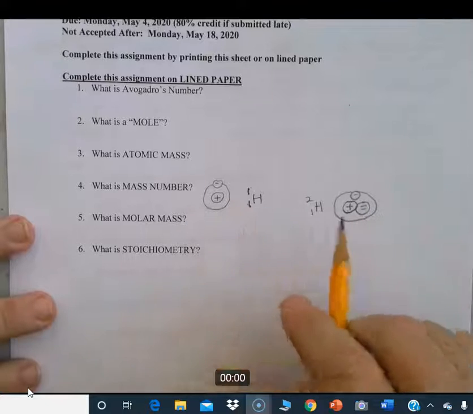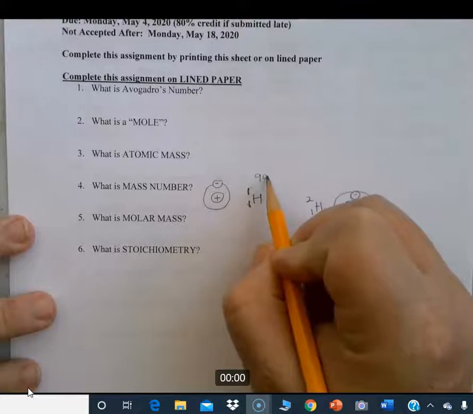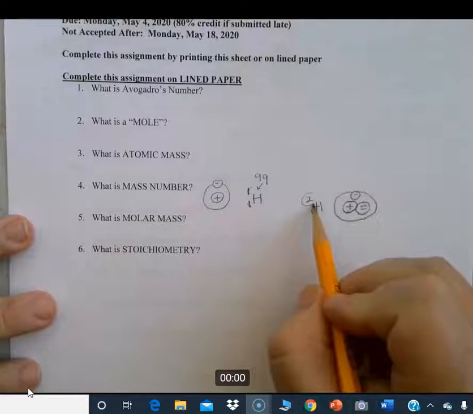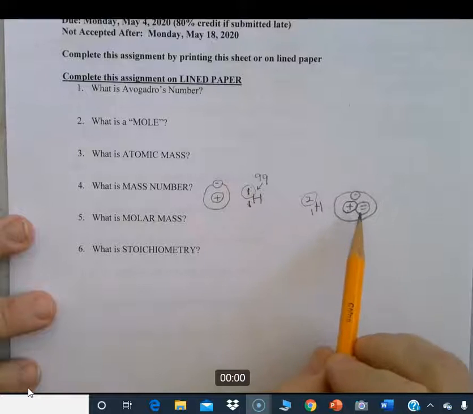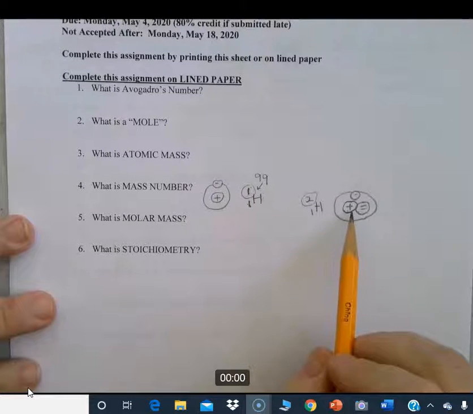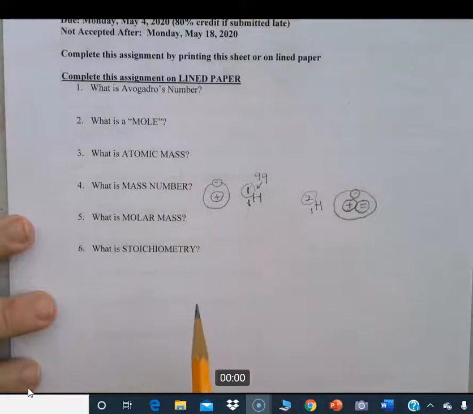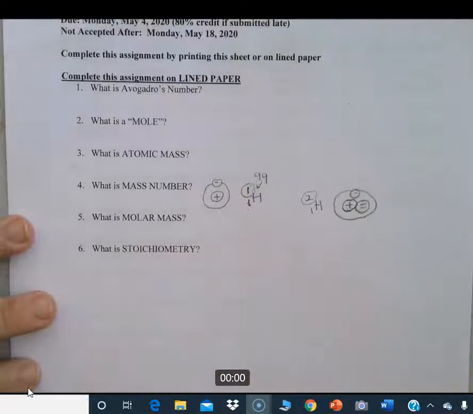So let's say typically with hydrogen you have about 99 of these. Anyway, the mass number, let me finish the thought. The mass numbers are these numbers up here. It tells you what the mass of that specific isotope of hydrogen is. Isotopes are the same element, but they have different numbers of neutrons. This has 1 neutron, this doesn't have any neutrons. So that's the mass number for this particular atom.